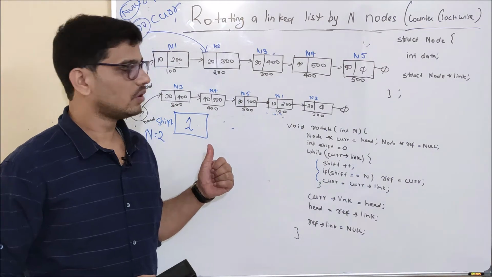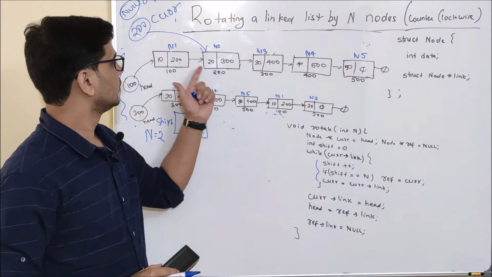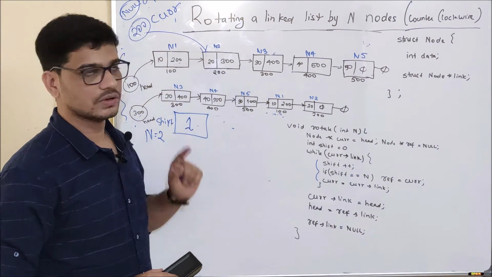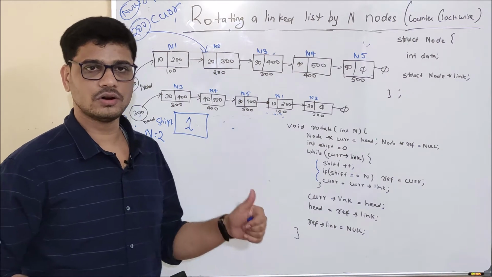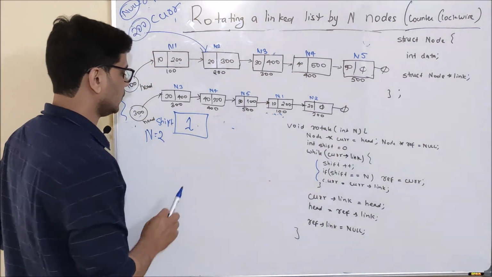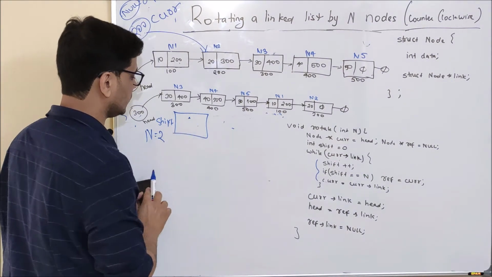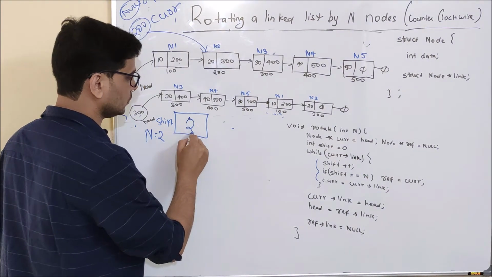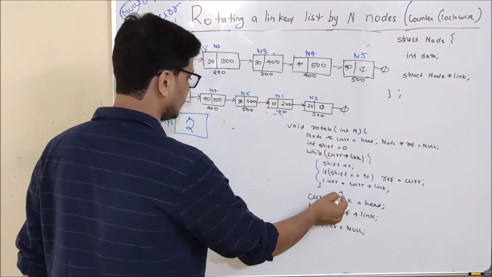Current dot link is 200. Sorry, current is 200 now. So current dot link is 300. So current dot link is not null. I am again going to execute these 3 lines. So first of all, shift will be incremented by 1. It will become 2 and again this condition check will be done.